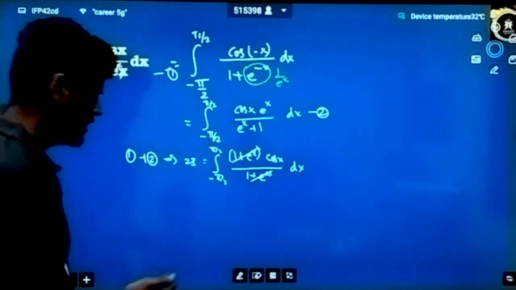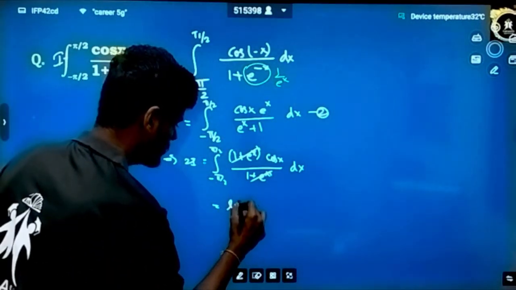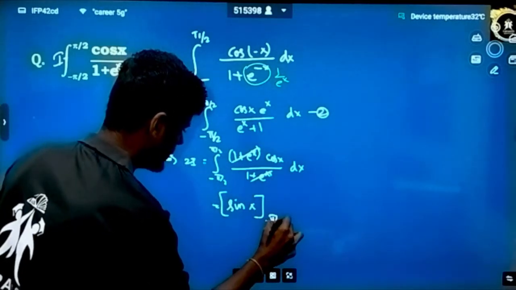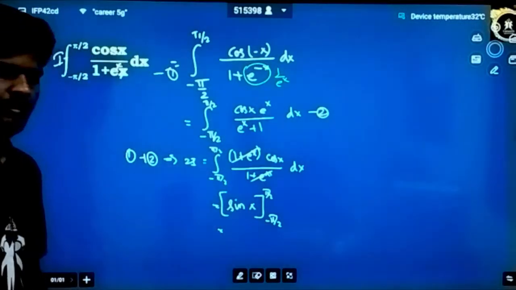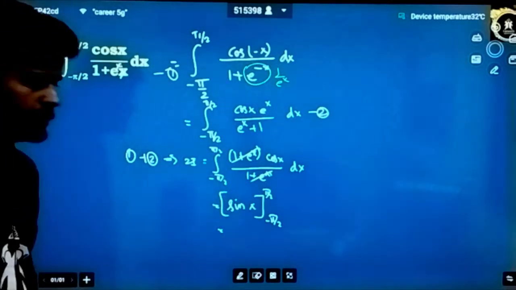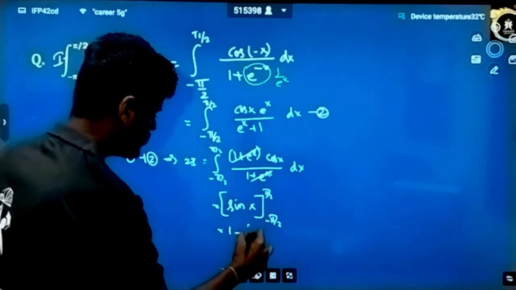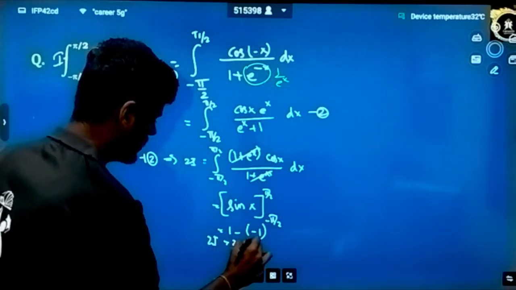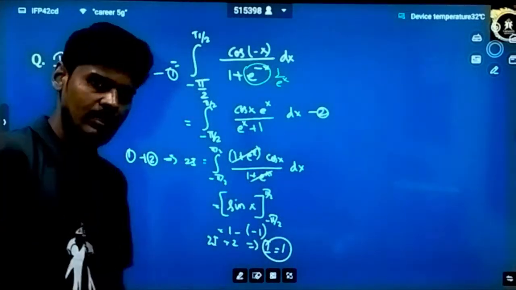Integral of cos x. What is the value? Sin x. So that is sin x. The limit is between minus pi by 2 to pi by 2. Okay, what is the value of this? Again, sin pi by 2 is 1 minus of minus 1, that is 2. 2I is equal to 2 implies, what is the value of I, students? I is equal to 1.